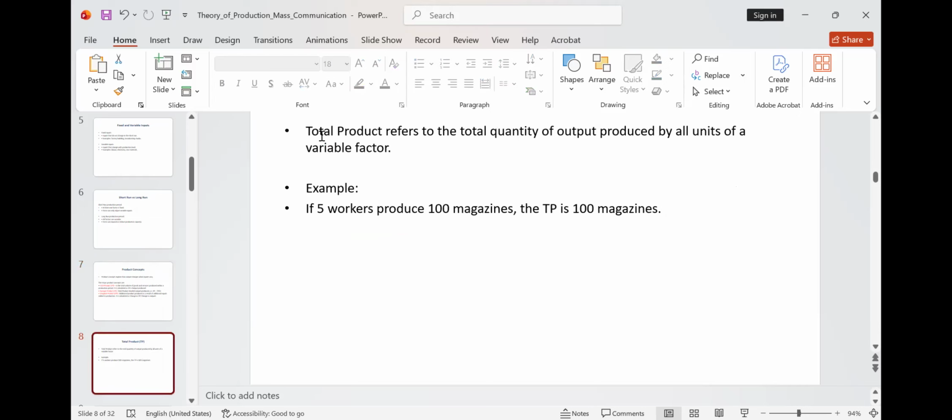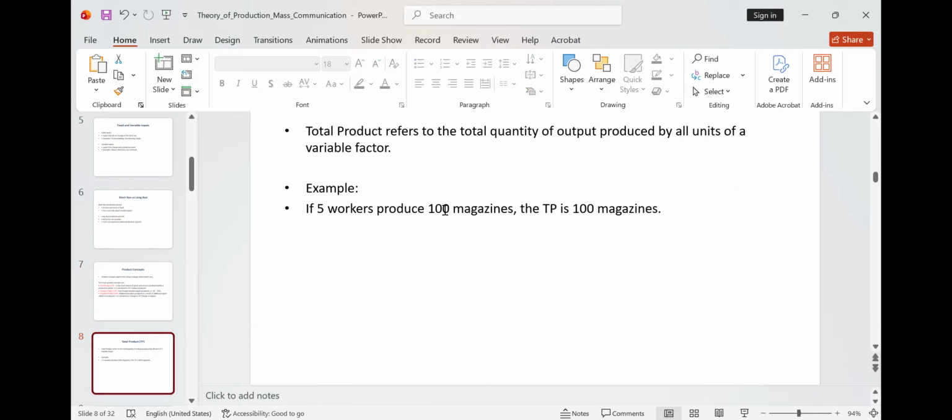Now let's look at the next slide. It says, total product refers to the total quantity of output produced by all the units of a variable factor. Example: if 5 workers produce 100 magazines, what is the total product?